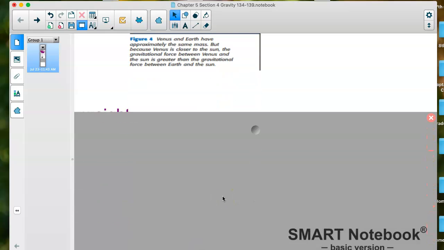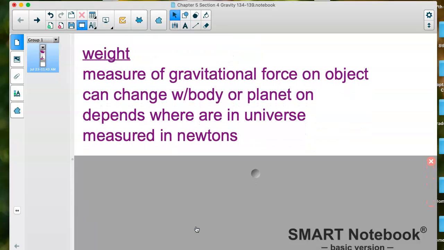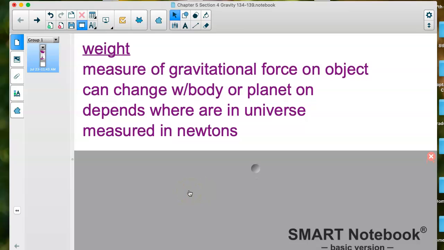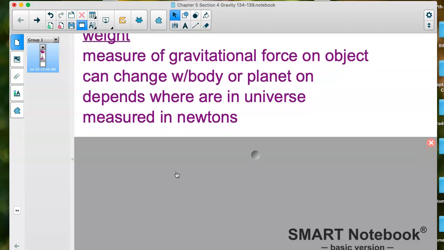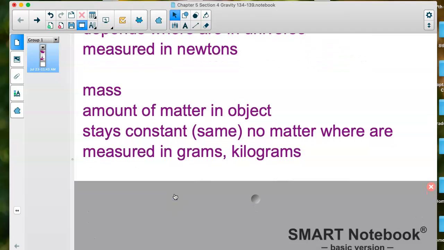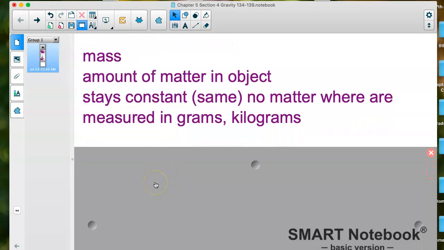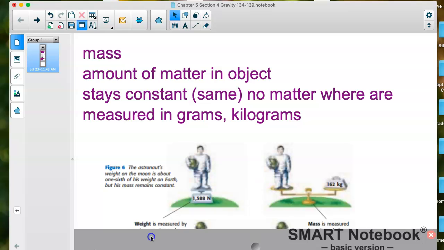That's important to note. So remember, just a quick reminder about weight. It's a measure of gravitational force. It does change with the body or the planet you're on, and really depends on where you are in the universe. And we measure it in newtons. The SI unit for weight is the newton. And then mass, remember, it's the amount of matter in an object. That's not going to change. It stays constant no matter where you are. And remember, we measure it in grams and kilograms.